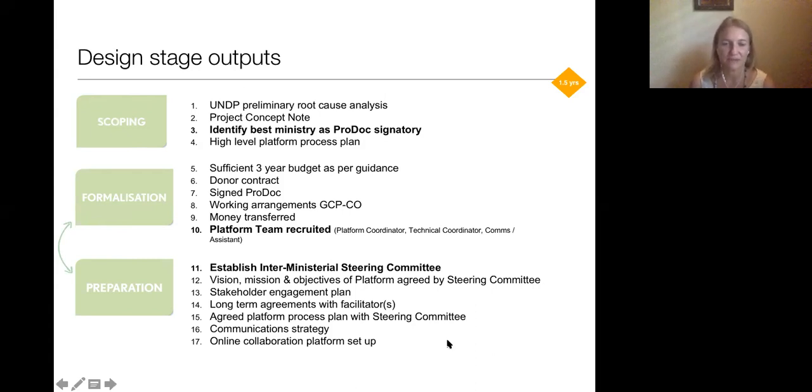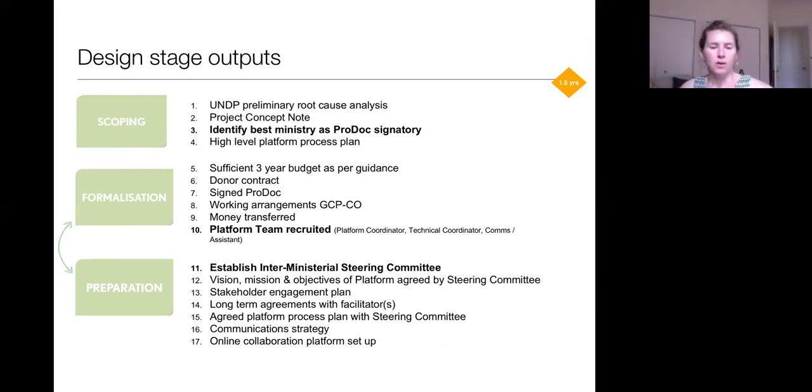Okay, so the next one, vision, mission, and objectives of the platform are agreed by the steering committee. Anyone want to volunteer for that one? Sure, I'll give that a try. Okay, thanks. The steering committee has to be the body really driving the work forward. If they don't have a clear vision and clear objectives, then not much is going to happen. You can have a plan on paper, but if the people in charge of making sure it follows the plan don't agree to it, then you don't get very far.